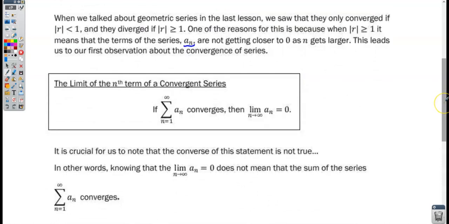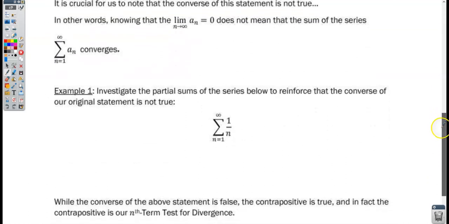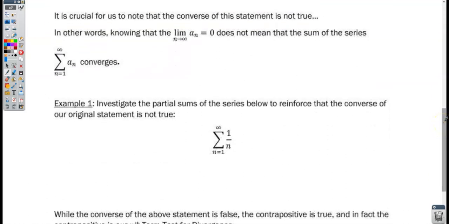However, it's crucial for us to note that the converse of this statement is not true. Okay, knowing that the limit as n goes to infinity of a sub n approaches 0 doesn't tell us whether the series converges or diverges. Okay, this is going to be the inconclusive situation when we talk about the nth-term test for divergence. And let's show you this in action with a particular series.